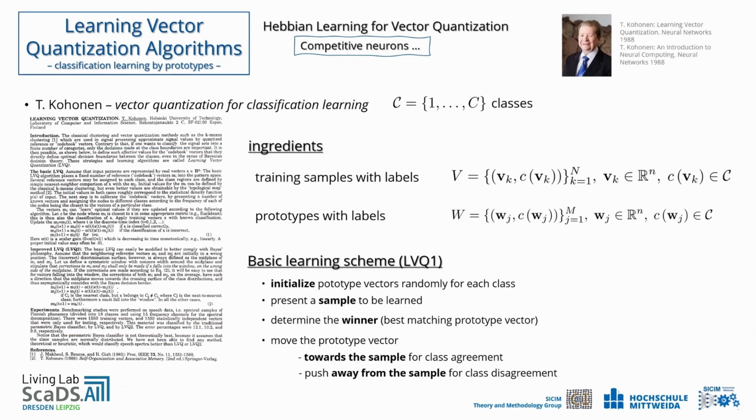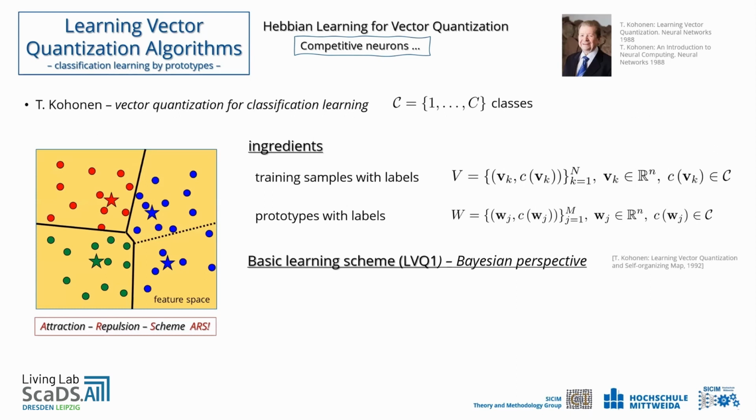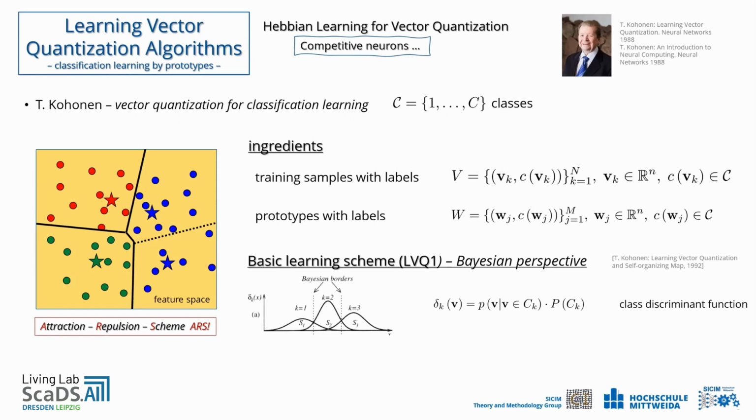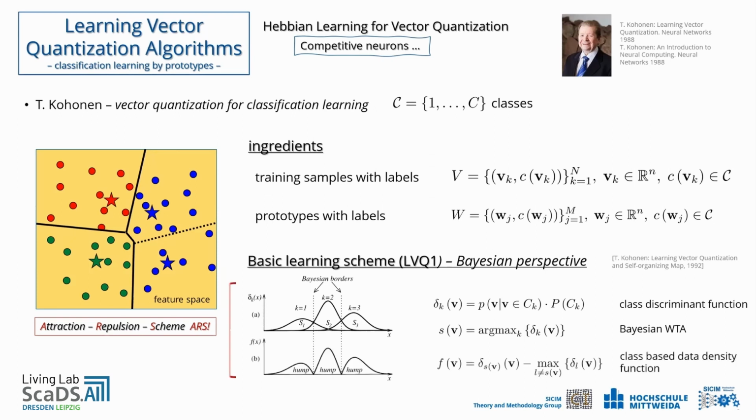So this was presented in this short paper by Teuvo Kohonen in '88 of the last century, and was described not as a pure heuristic, it is motivated by a Bayesian perspective. We can show that if we take class conditional densities, then we can generate a respective class discriminant function based on the conditional probabilities. And then the winner determination is that we want to maximize the class discriminant function and take this as a winner-takes-all rule. And if we do so, we obtain a class-based data density estimator. And all together, if we learn the scheme, then we end up with this attraction-repulsion scheme I already showed you.